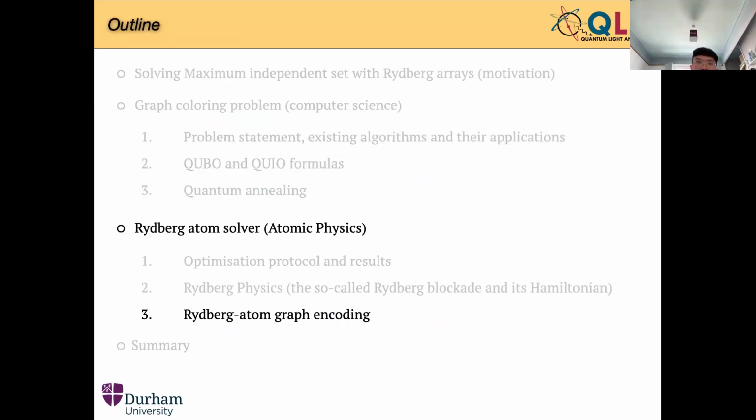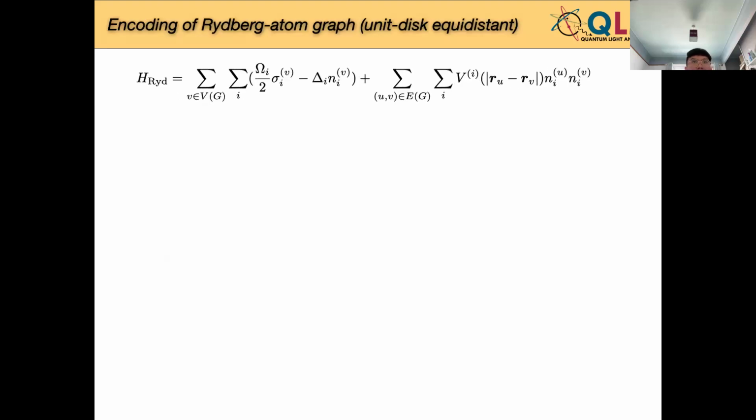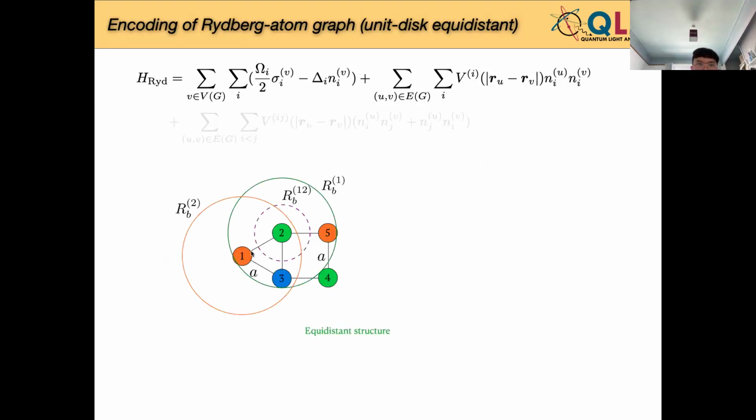And the last one will be the Rydberg graph encoding. As mentioned, we have this Rydberg qudit Hamiltonian. And if we choose the equidistant structure, this interstate interaction can be ignored. You can see we use the dim shade here to represent that. Why can C6_ij be ignored in this case?